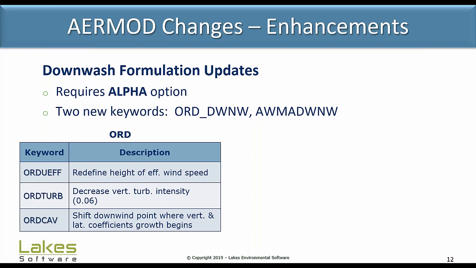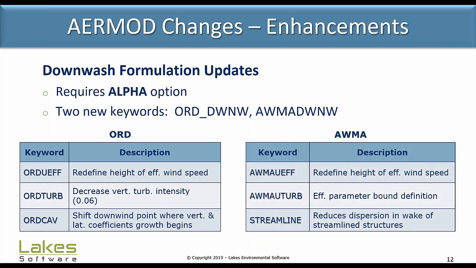For the AWMA options, there is a similar effective wind speed option for redefining the height of the effective wind speed. That option, AWMA UF, cannot be used in conjunction with ORD UF. You have to pick one or the other, but the other options can be played with in concert with each other. The AWMA U-TURB option defines the effective parameter bound definition, makes some modifications internally to those, and then there is a streamline keyword applied to the AWMA options, which reduces the dispersion in the wake of streamlined structures such as tanks and or cooling towers.